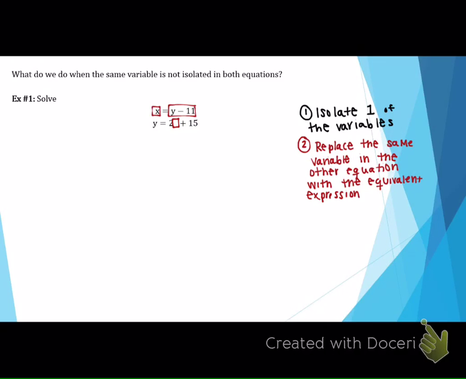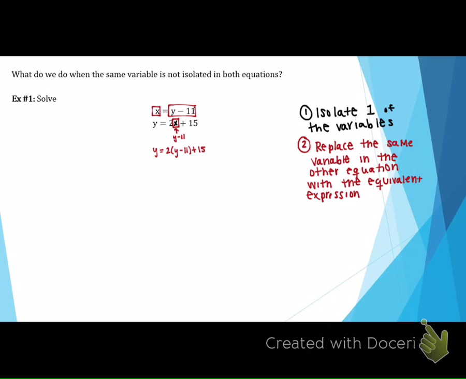What can go in its place, Sarah? Y minus 11. So we can replace this with y minus 11. So what we have then is y equals 2 times y minus 11 plus 15. So notice we went from having two variables, a y and an x, to only having one variable. Can we solve a one variable equation? Yeah. So then all you have to do is solve this.